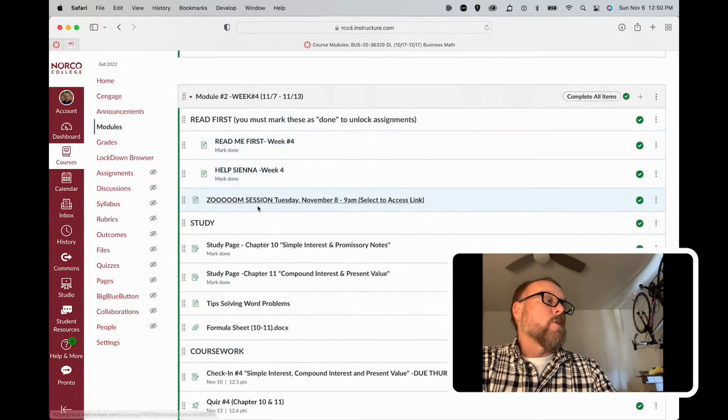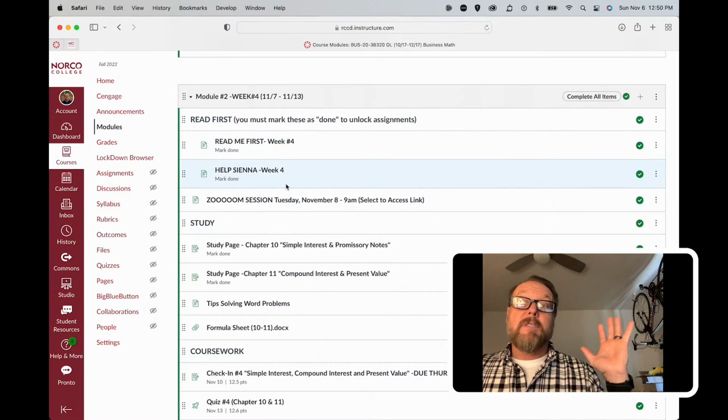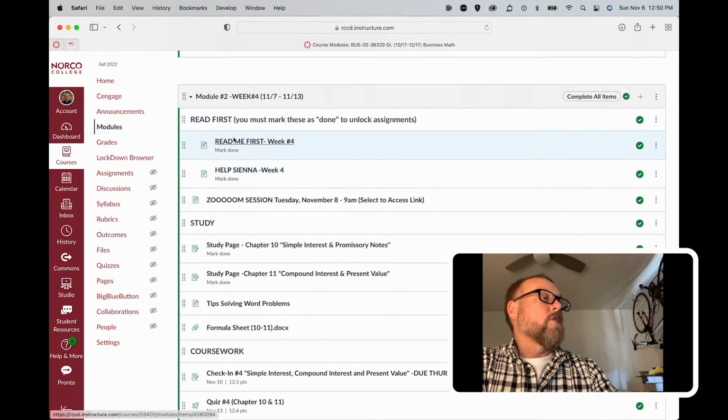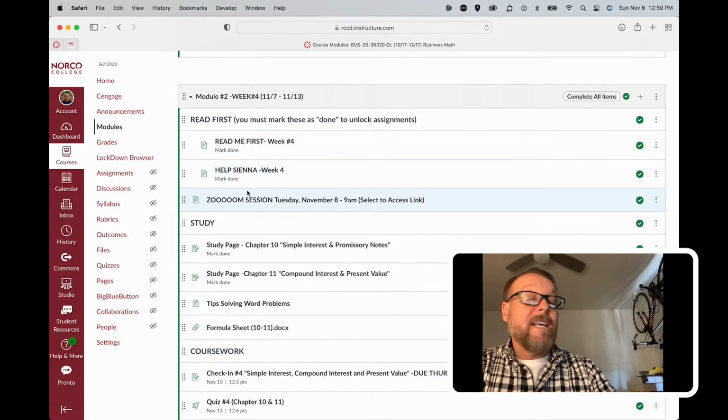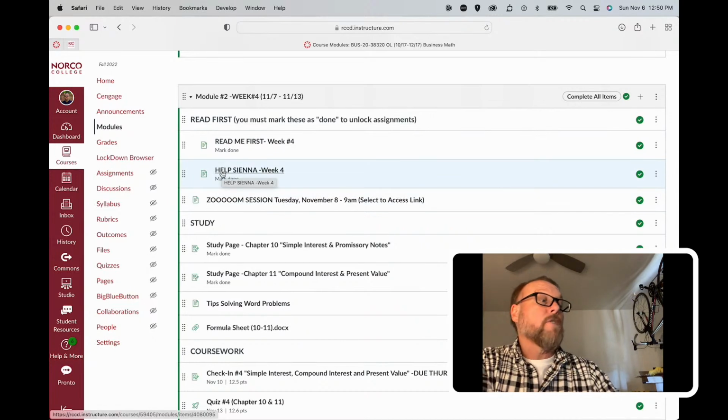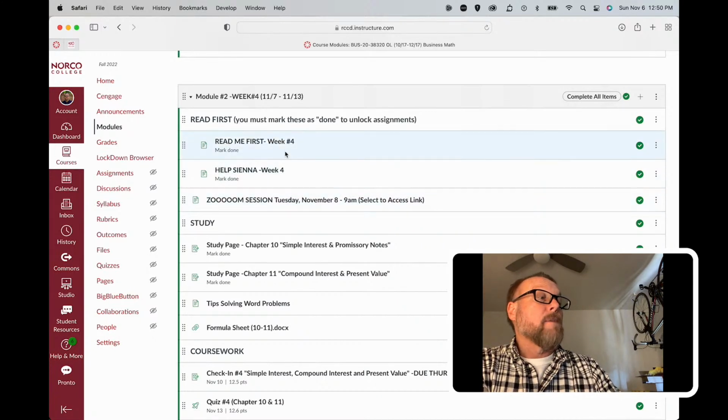I do a lot of explaining in that page as to how to work out some of the problems. There's also a meet Sienna, so I put it in the context of Sienna's business. So make sure you read those. You have to mark them both as done before you can move on. So make sure you mark them both as done at the bottom of the page.